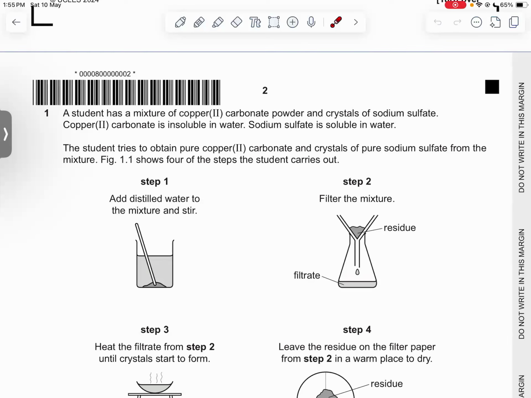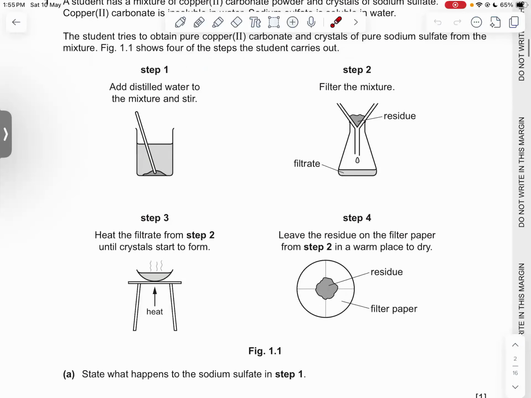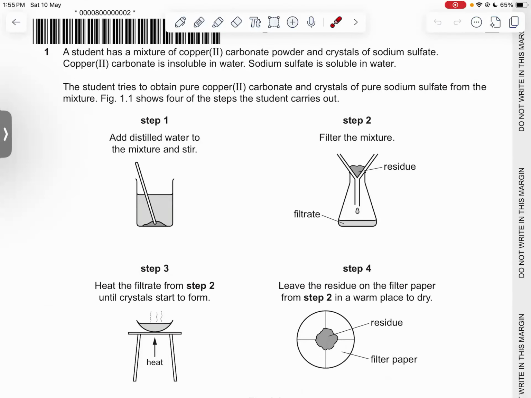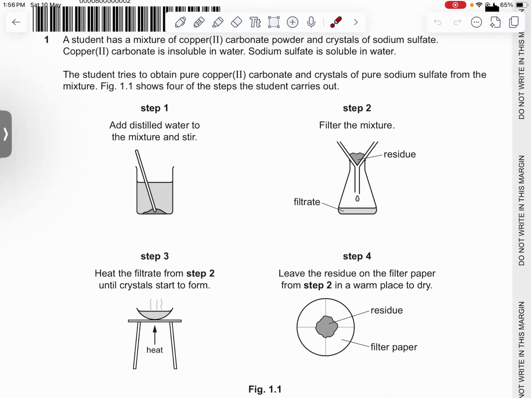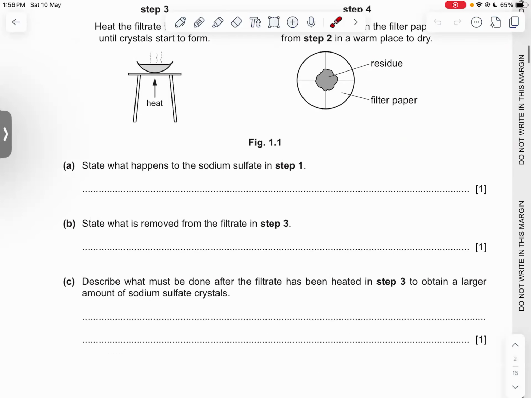All right, so the student is trying to separate two solids from one another on the basis of solvent, meaning using a solvent to separate them. For example, he will add water, so sodium sulfate will dissolve, but copper carbonate would not. He would collect copper 2 carbonate as a precipitate, and the filtrate would be a solution of sodium sulfate, and then he would heat that to collect sodium sulfate. Well, let's look at the question.